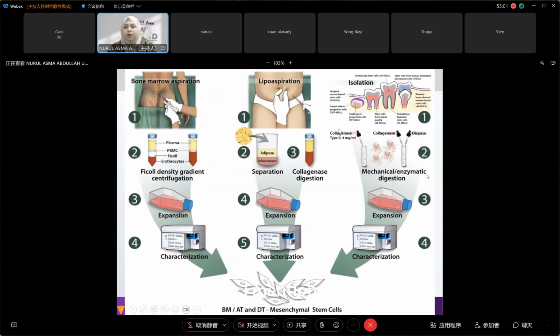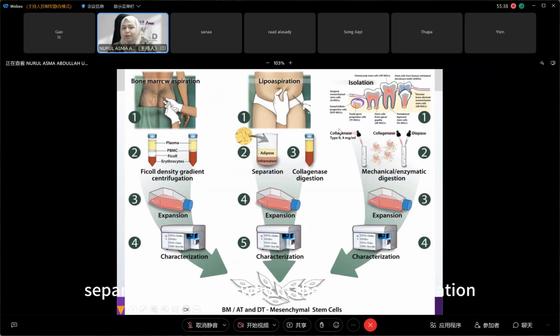And also, as I mentioned just now, you can isolate from bone marrow, and also from lipoaspiration, from the liposuction procedure, and also you can isolate from the tooth, from the extracted tooth. So from bone marrow isolation, as I mentioned, a similar process is carried out. It's just that from bone marrow aspiration, you don't have to do the enzymatic digestion because you only isolate the cells, but you have to do the separation.